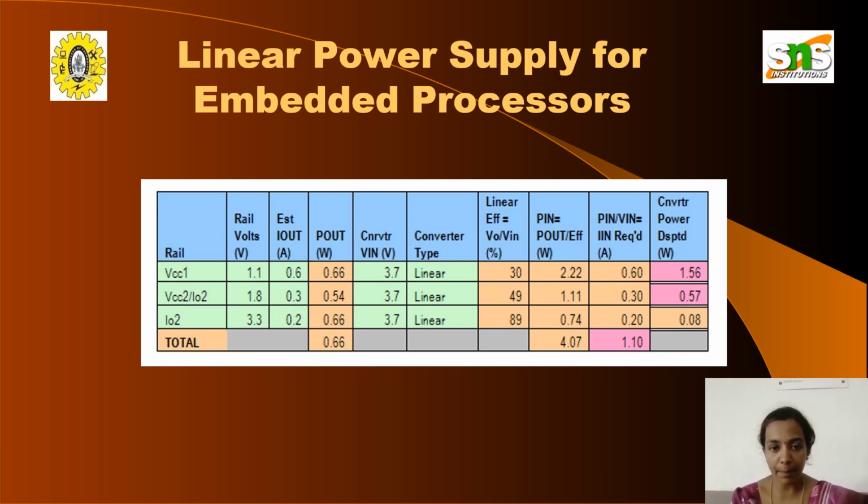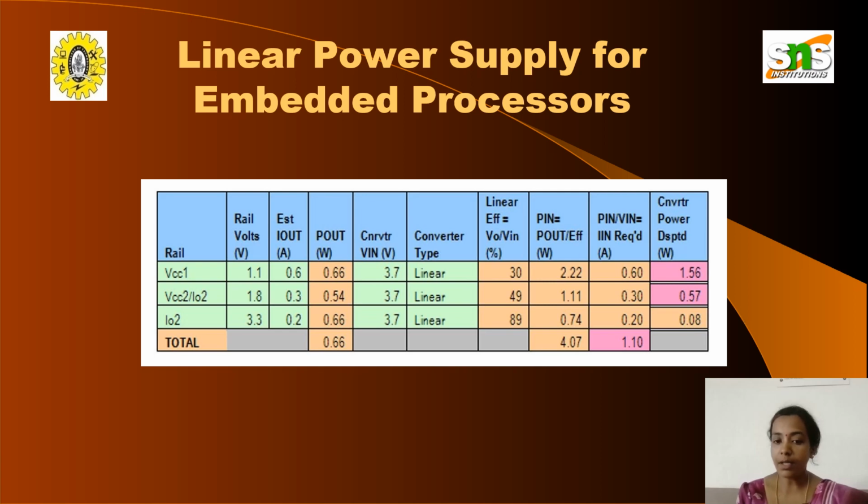Linear power supply for embedded processors. The first rail we have is VCC 1, VCC 2, IO2. The rail voltage can be in the range of 1.1 to 3.3. The input current and output current can be in the range of 0.2 to 0.6. Power output can be in the range of 0.6. We know that power is equal to voltage into current, right? That is what they have mentioned here.